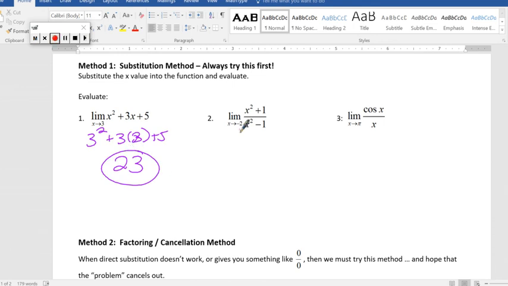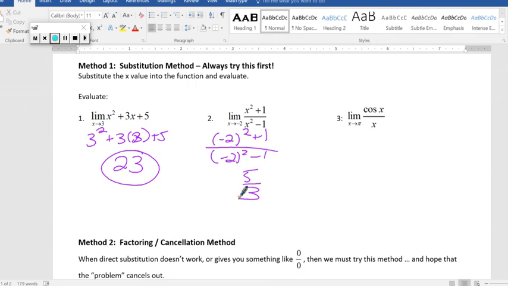Again, I want to do my limit through direct substitution. I'm looking as x approaches -2, we will place -2 in for both x's. So (-2) squared plus 1 over (-2) squared minus 1. When we evaluate this, we get 5 over 3.